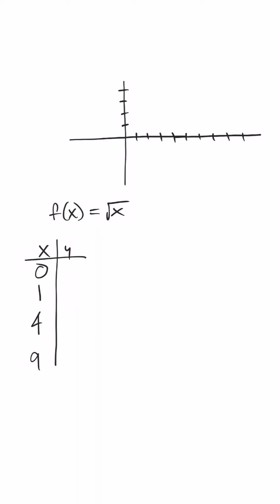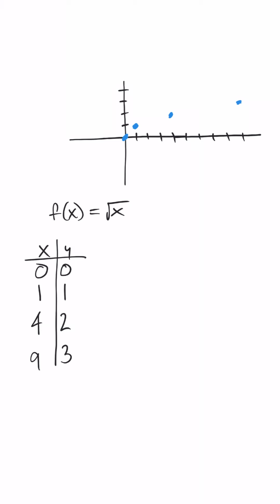The square root of 0 is 0. The square root of 1 is 1. The square root of 4 is 2. The square root of 9 is 3. And we can plot these points. We'd have a dot at 0, 0, a dot at 1, 1, a dot at 4, 2, a dot at 9, 3.